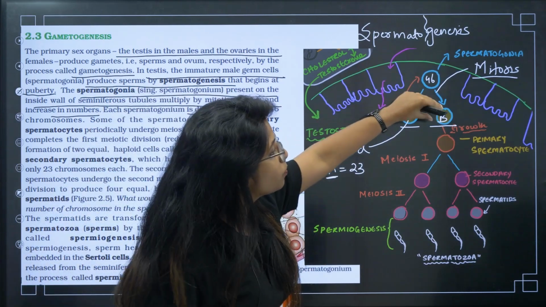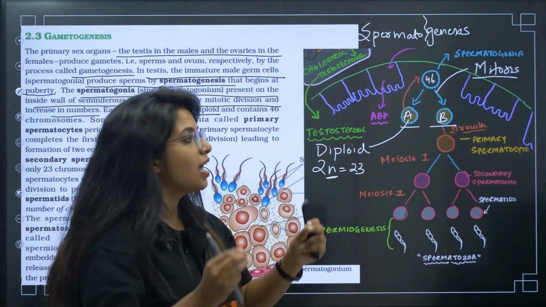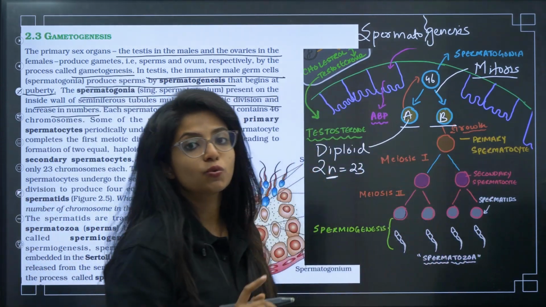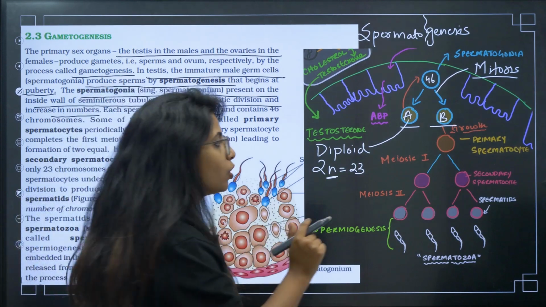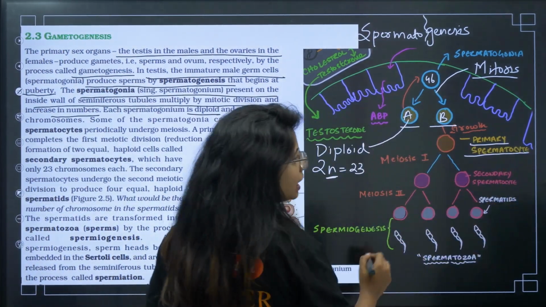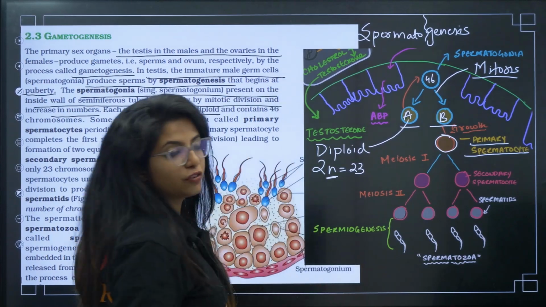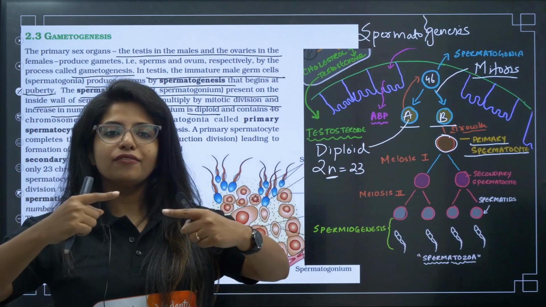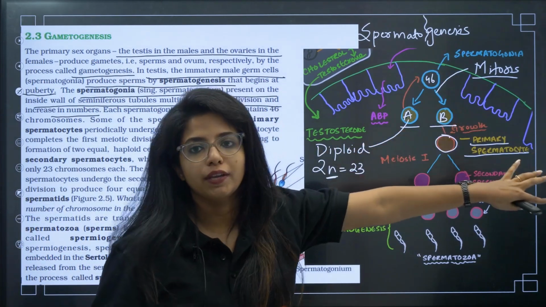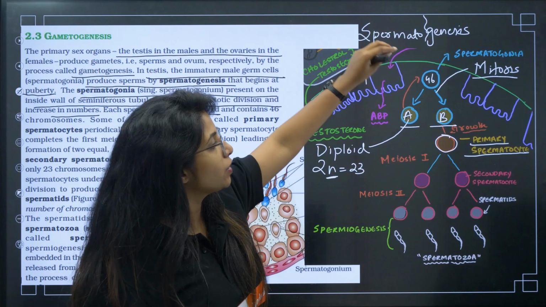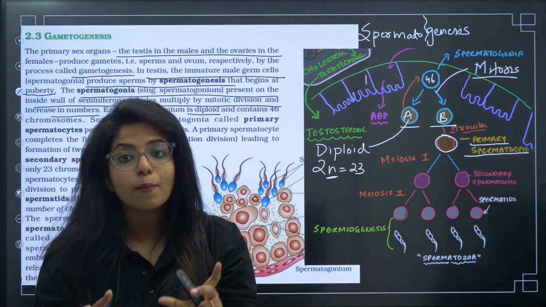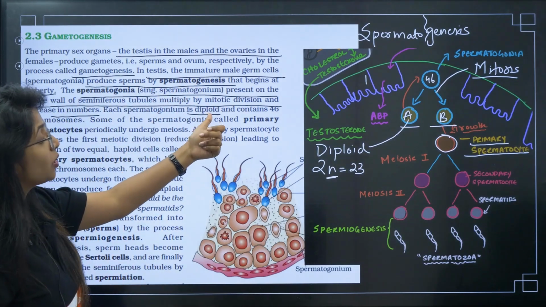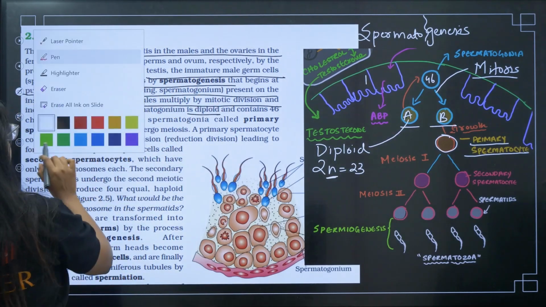So this particular B cell is undergoing differentiation and now it has certain changes in itself such that it is going to form a type of cell which is known as primary spermatocyte. What do you call it? Primary spermatocyte. So, this is that particular cell which is formed. And what happens to the A cell? A cell will again divide itself and make more and more spermatogonia. So, the A cell will make more spermatogonia, the B cell will undergo differentiation and form the primary spermatocyte. That is what I mean by some of the spermatogonia called primary spermatocytes periodically undergo meiosis.